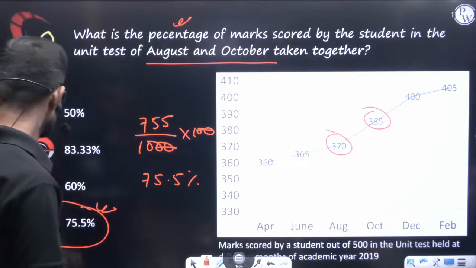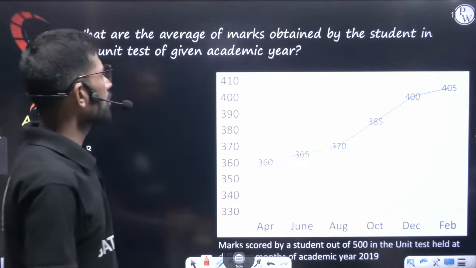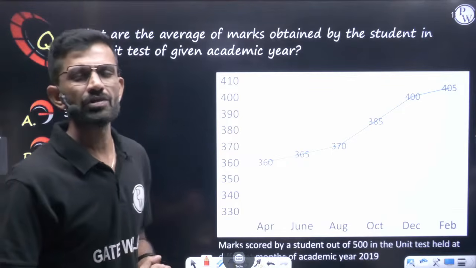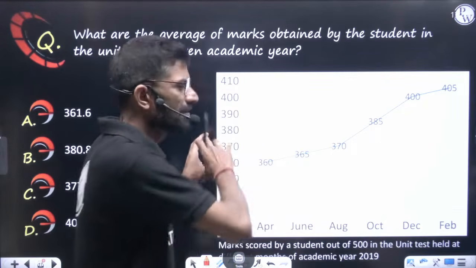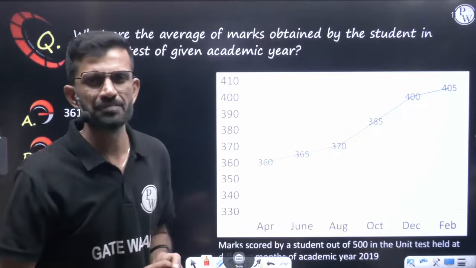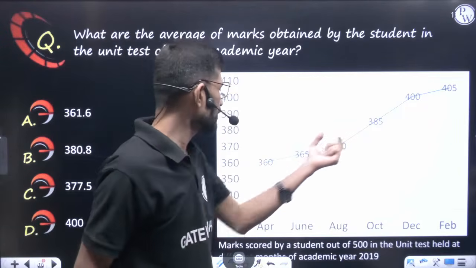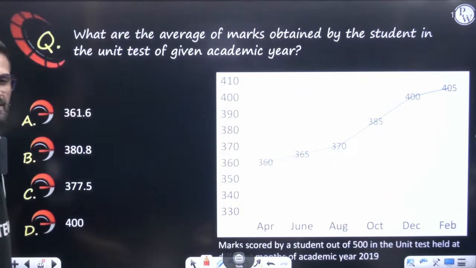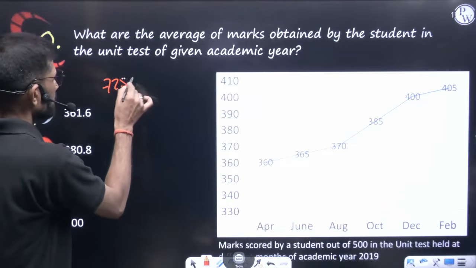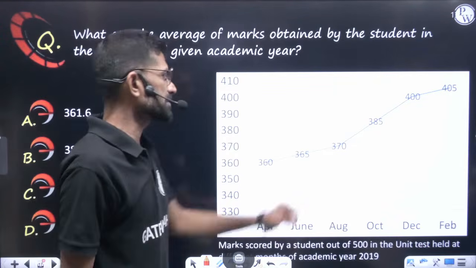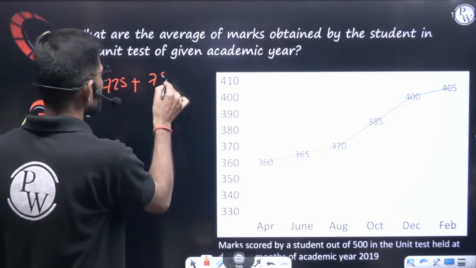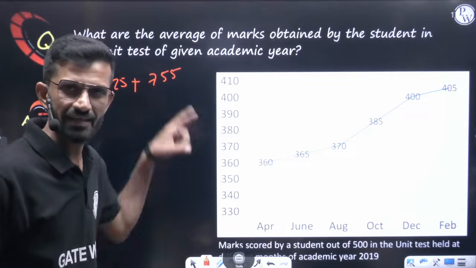Moving to the next. What is the average of marks obtained by the student in the unit test of the given academic year? So they are asking you very simple, the average. Average means sum of the observations divided by number of observations. Okay, so here all we have to add 360 plus 365. What we have to go for? Adding 360 plus 365, it will be coming 725, plus here 370 plus 385. Just now we have added in the previous question, that was coming 755. We have added in the previous slide.